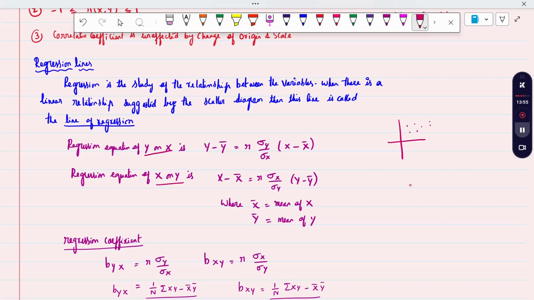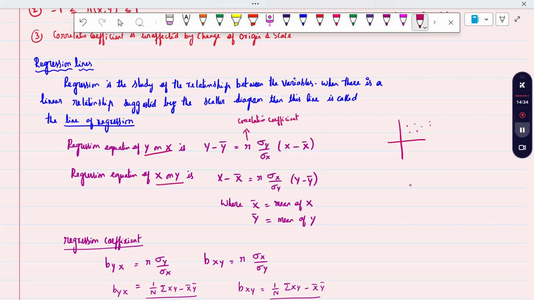For this, we have a formula. It is nothing but y minus y bar equals r into sigma y by sigma x into x minus x bar, where r is the correlation coefficient. We have already calculated the correlation coefficient; in that, we studied the formula, and sigma x and sigma y we can calculate. X bar is the mean of x and y bar is the mean of y. In the same way, x on y is x minus x bar equals r into sigma x by sigma y into y minus y bar.